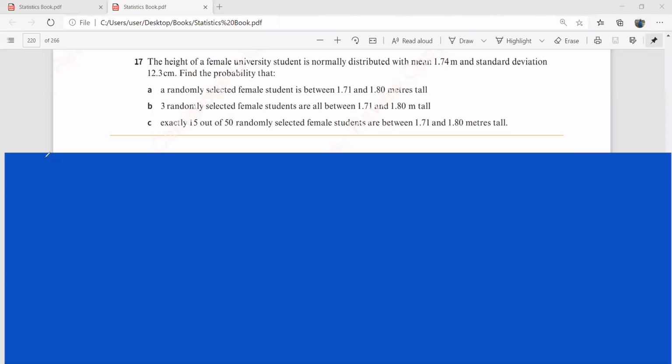So here is the 17th question. It says that the height of a female university student is normally distributed with mean 1.74. So I'll start writing it like this. X is normally distributed with this 1.74 meter. That is the mean. And the standard deviation is 12.13.